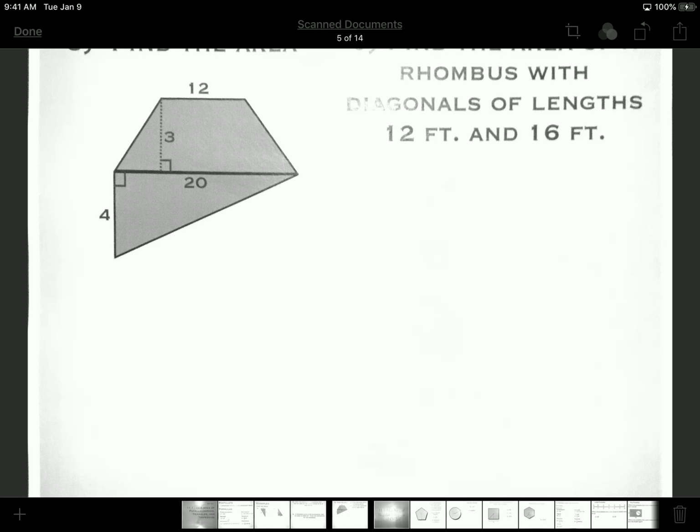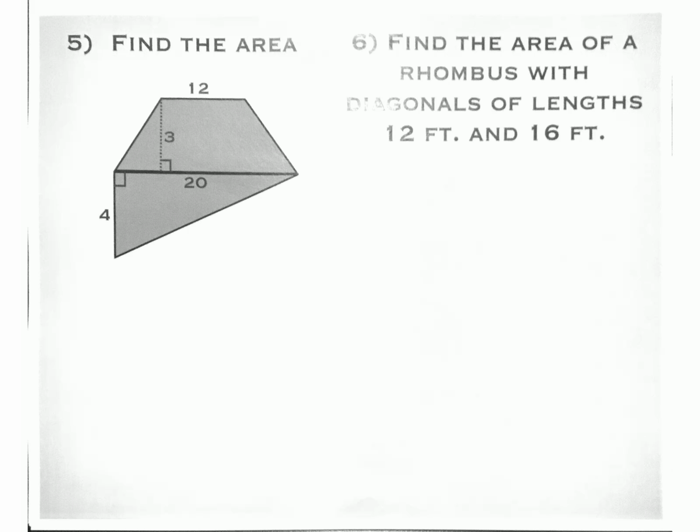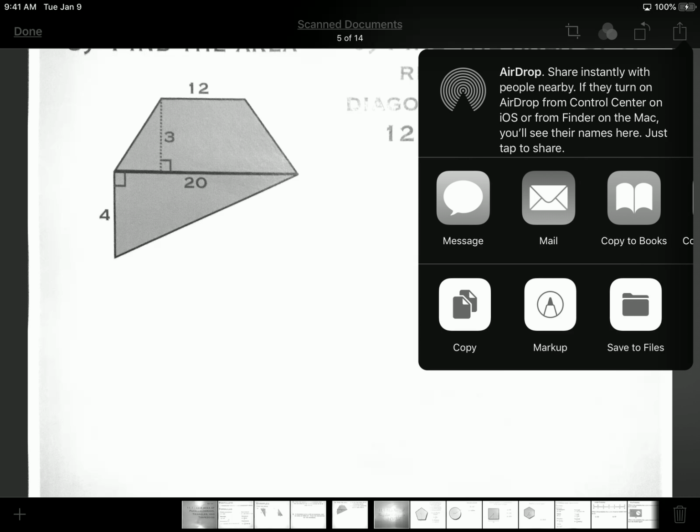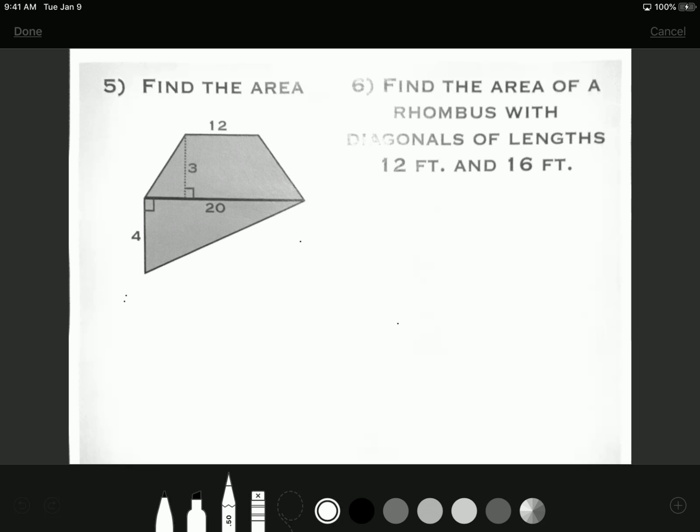So let's see what other trouble we can get into here. This next problem says to find an area, but if you notice, it's 2 different shapes put together. We have a trapezoid and we have a triangle. So we need to use both area formulas, and then we can add them together when we're done. Let's take a look at our triangle, the bottom half here. Our area is going to be 1/2 times 4 times 20. 4 times 20 is 80. Half of 80 is 40. So our area for our triangle is 40.